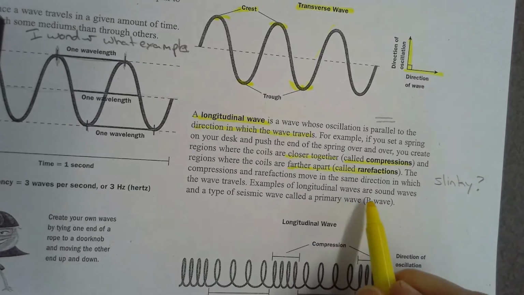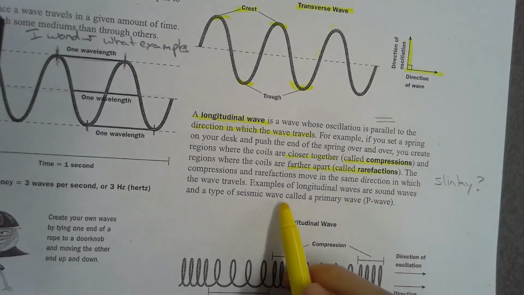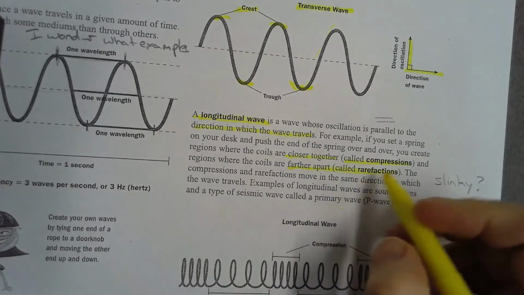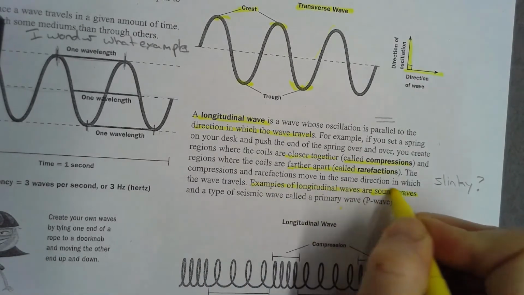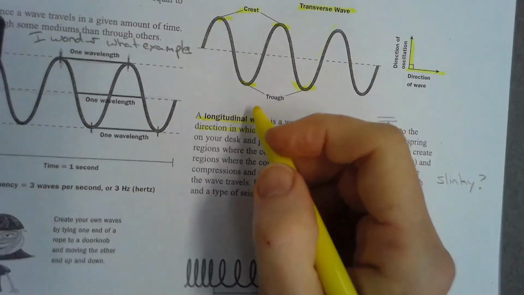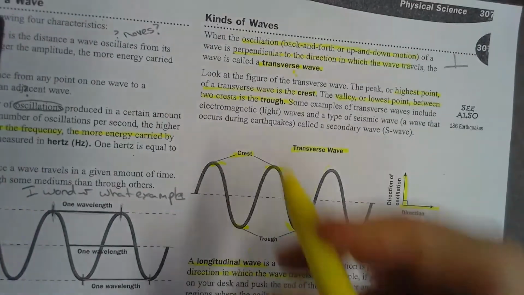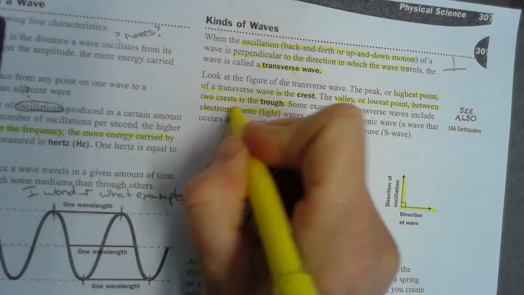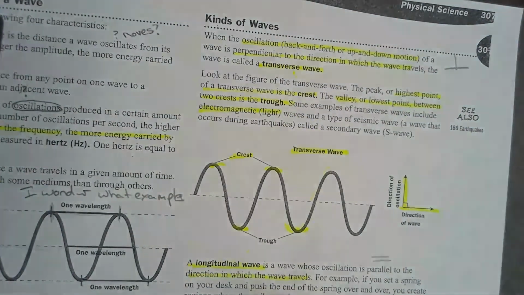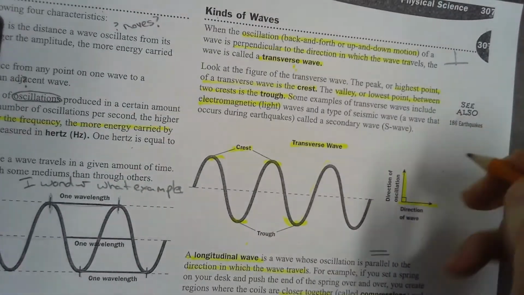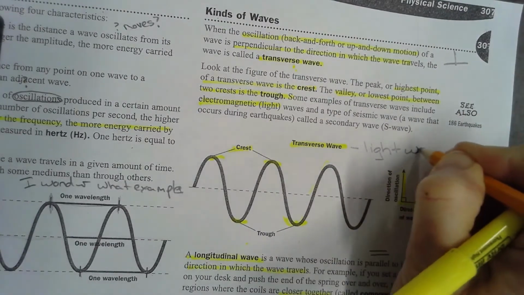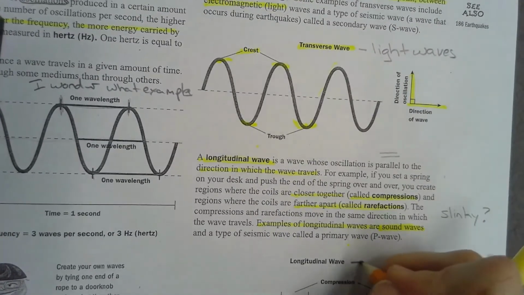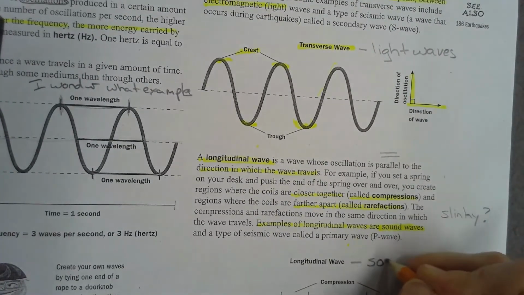Examples of longitudinal waves are sound waves and a type of seismic wave called a primary wave. I think we're just going to be concerned about sound waves. So longitudinal waves are sound waves, and then the transverse waves are the electromagnetic, are light waves. Okay, so I'm going to write that. So transverse are light waves, and longitudinal waves, these are sound waves.